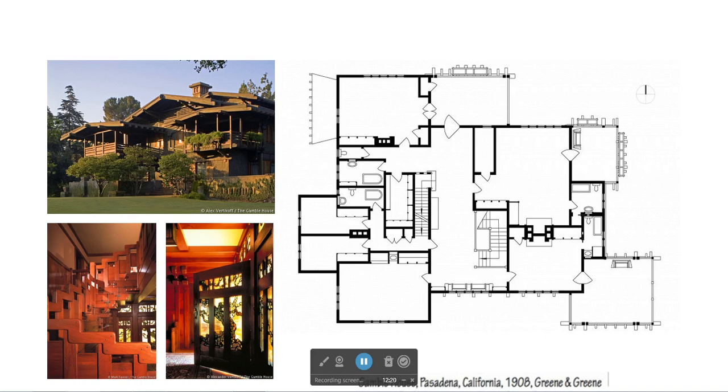So this house is actually in California, and the family eventually gave it to the college in California, and also gave it to the state. So now it's a museum. So if you're ever in Pasadena, you can go visit this.